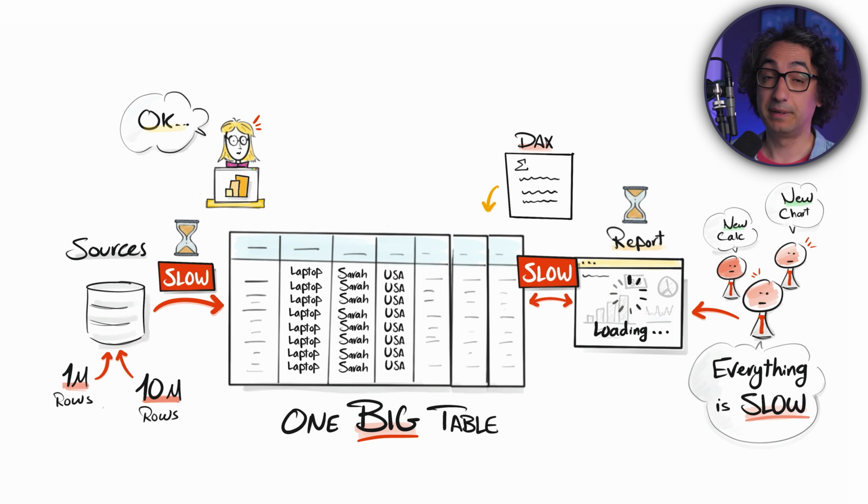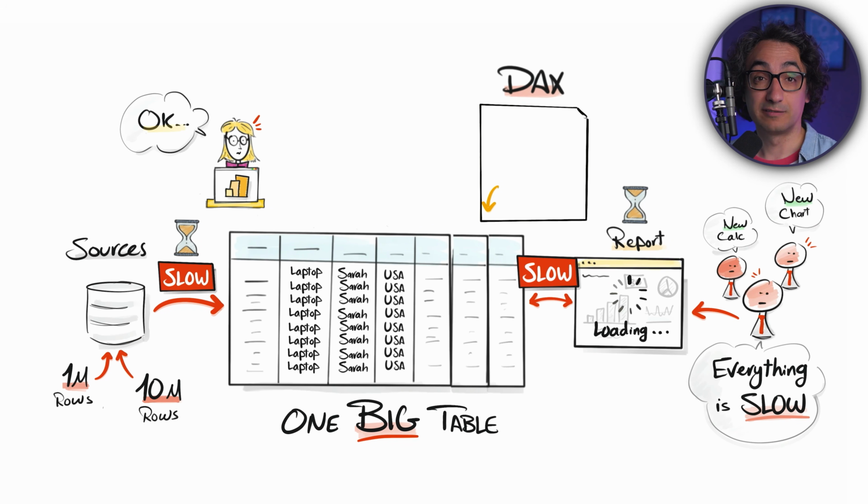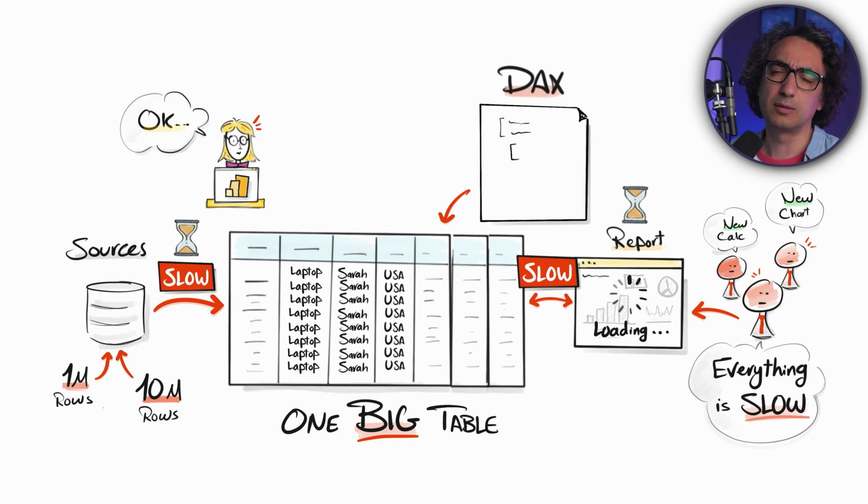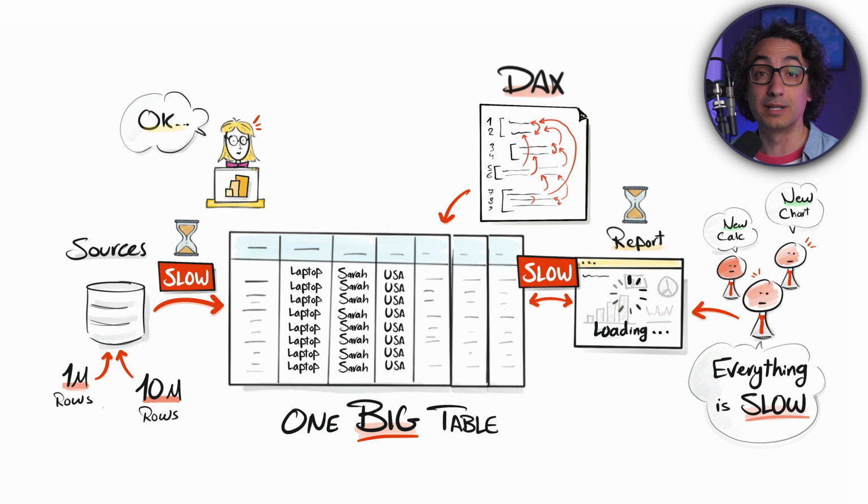Now we come to another big issue, the DAX. I met a lot of people in projects who think DAX is complicated or that they are bad at DAX, but actually this is not the problem. The one big table forces them to write complicated formulas and calculations in DAX. The rule is very simple: a bad data model is going to lead to bad, complicated DAX.